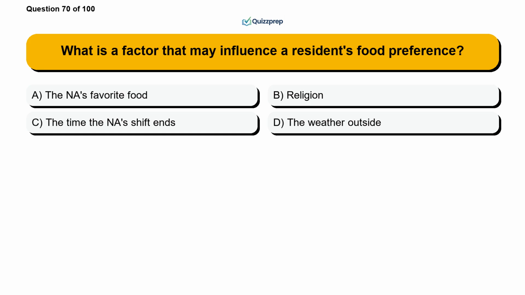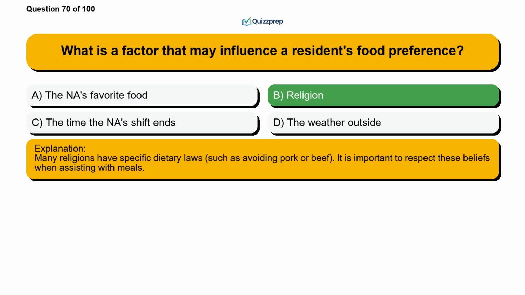Option A. The NA's favorite food. Option B. Religion. Option C. The time the NA's shift ends. Option D. The weather outside. The correct answer is option B. Religion. Many religions have specific dietary laws, such as avoiding pork or beef. It is important to respect these beliefs when assisting with meals.